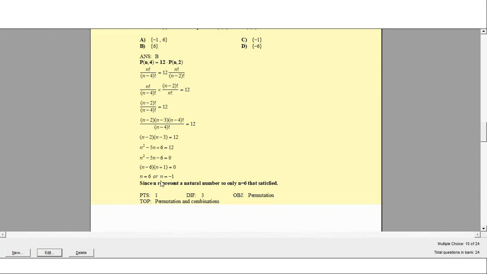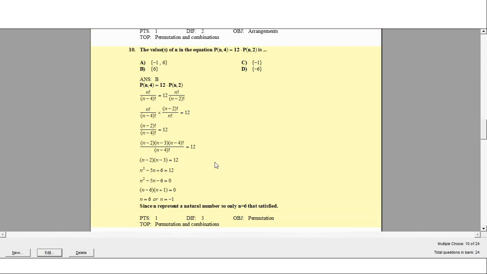And then why do we choose only 6? Because n here represents a natural number. So only n equals 6 satisfies. Understood, yeah? Because this permutation is a real problem, so it will be impossible if the number is negative. So we choose n equals 6 for this equation. Okay.